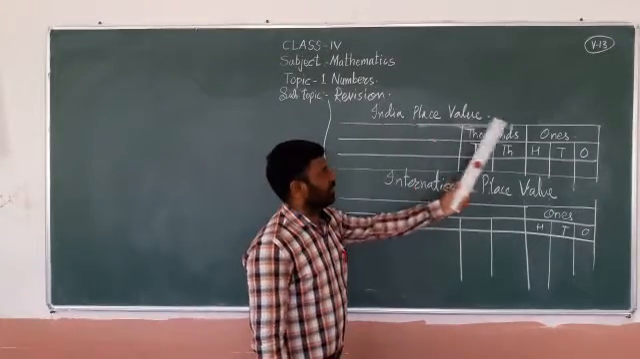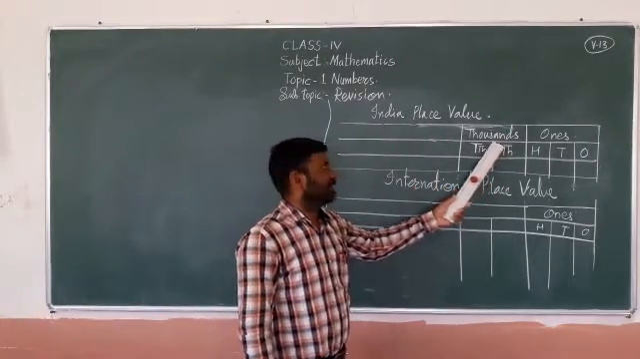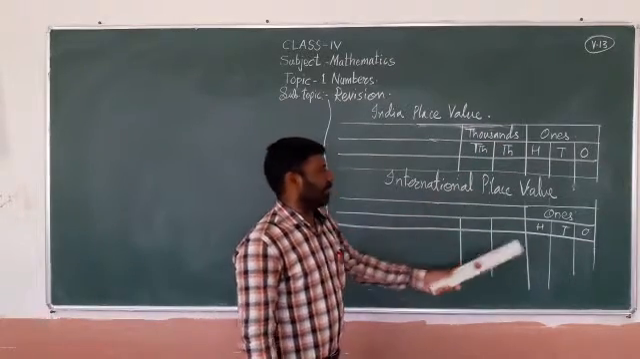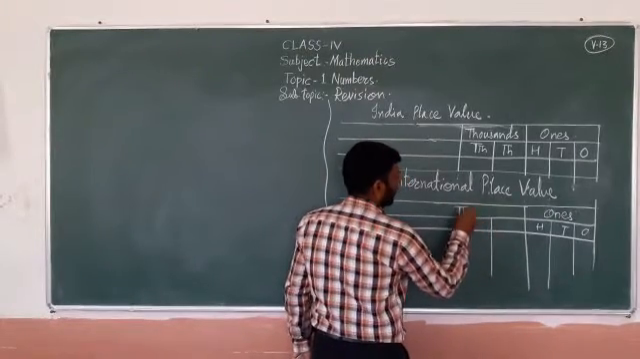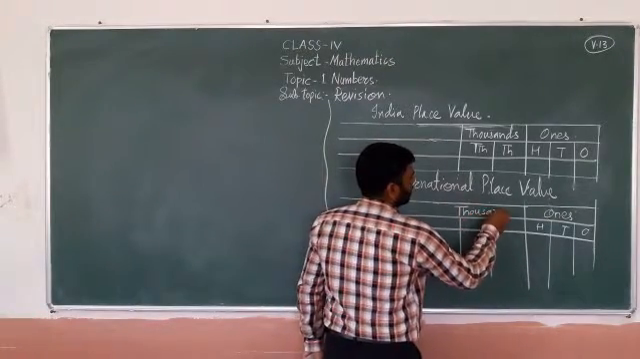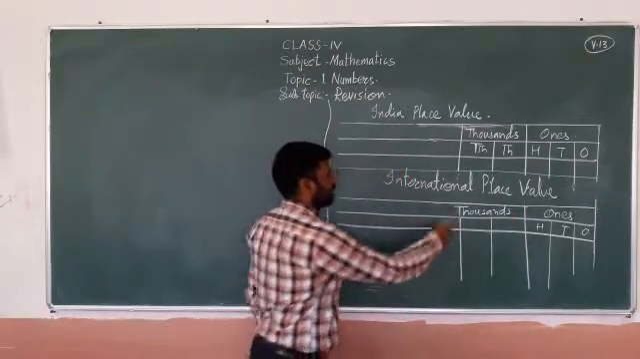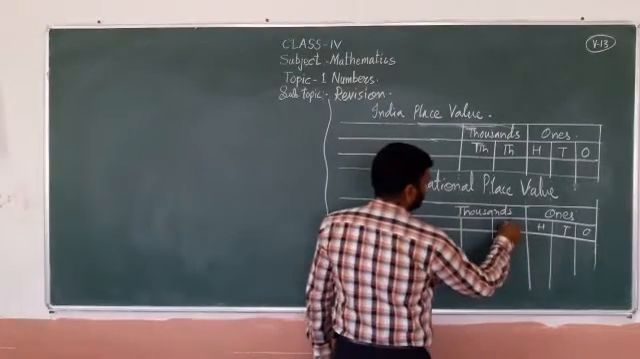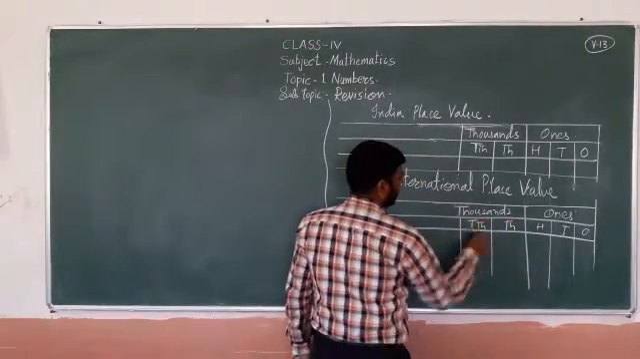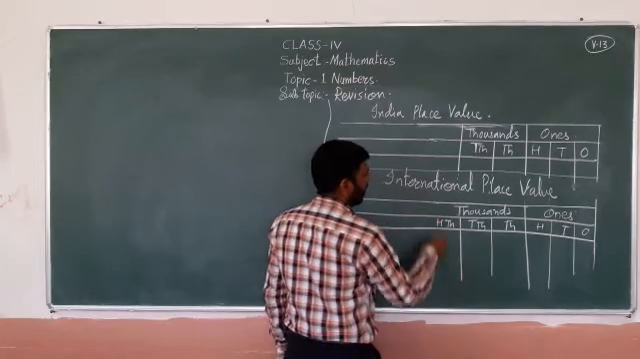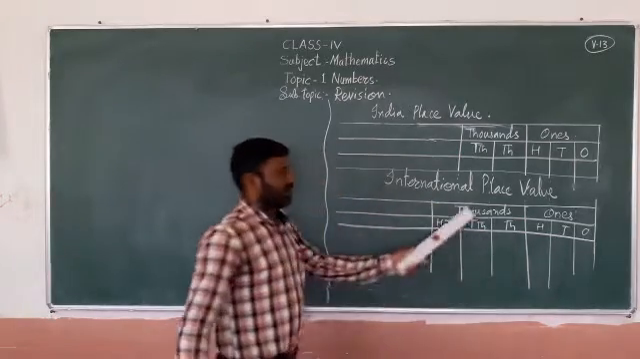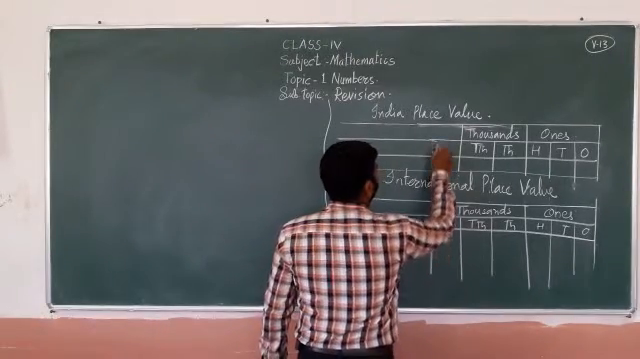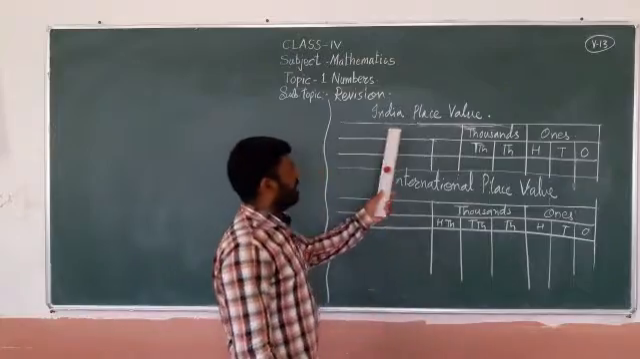In Indian place value, second period is also thousand period, and thousand period contains two places. In international place value, second period is also thousands period, but here thousand period contains three places. That is thousand, TTH means 10,000, HTH means 100,000, and here the period ends. Understand? We will go ahead like this.